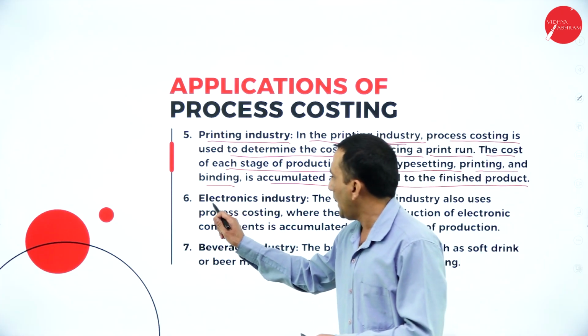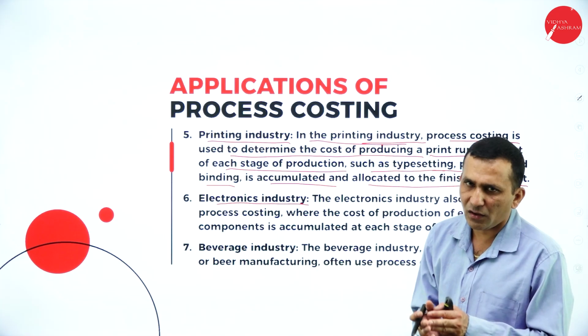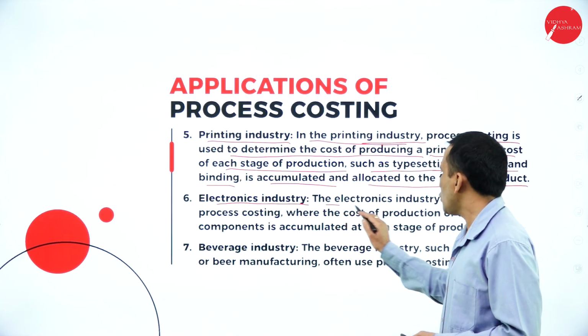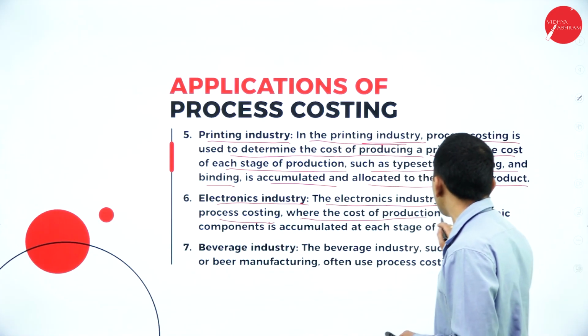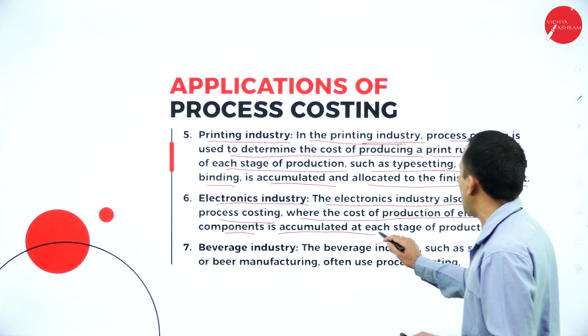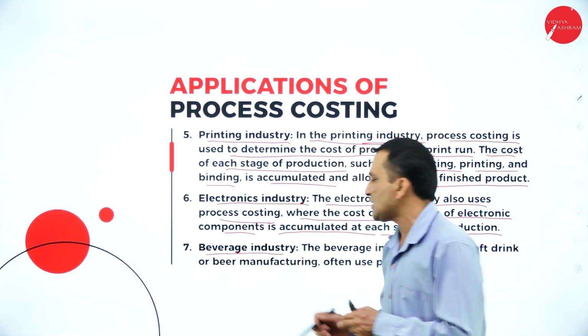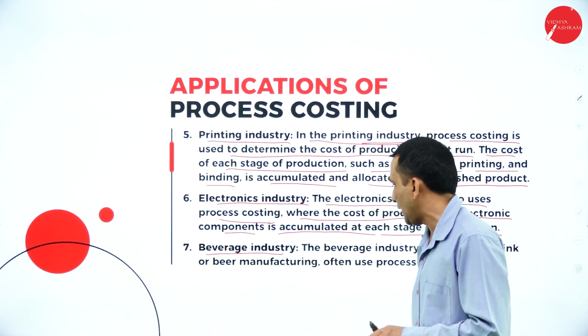Next one, the electronic industry. There are different components that go for combined assembly, so that is also a different process. The electronic industry also uses process costing, where the cost of production of electronic components is accumulated at each stage of production. Last one, the beverage industry. We know there are different processes involved in the beverage industry.